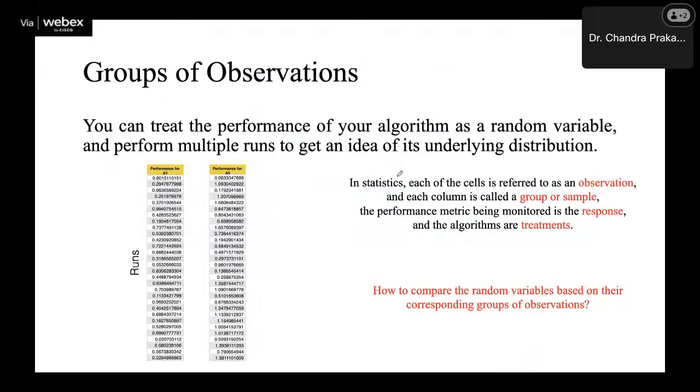So for our case, at the end, we will have some result, right? So you can treat the performance of your algorithm as a random variable. Let's say this is the result of the A1 approach, and this is the result of another A2 approach, after, let's say, 20 runs. In statistics, each cell is referred to as an observation. So over here, these are the observations, and each column is called a group or sample. The performance metric being monitored is the response, and the algorithms are the treatments. So we need to see how to compare the random variables based on the corresponding groups of observations.